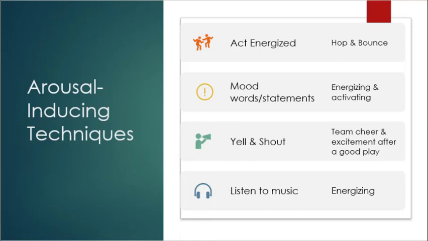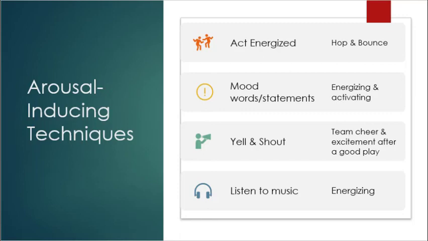Mood words and statements. These need to be energizing and activating. They can be something such as, if you're a swimmer, you can be thinking of the fastest fish you know, or a dolphin, or a swordfish. If you want to be aggressive, you can think about being a wrecking ball. Those are mood words or statements that you're using that are energizing and activating.